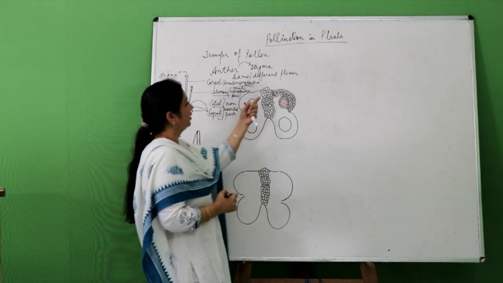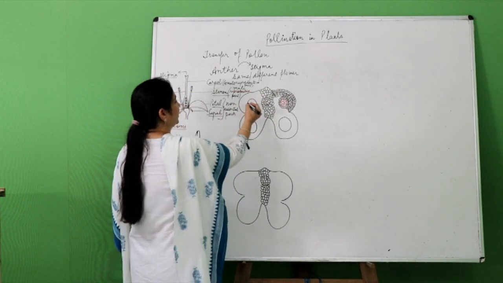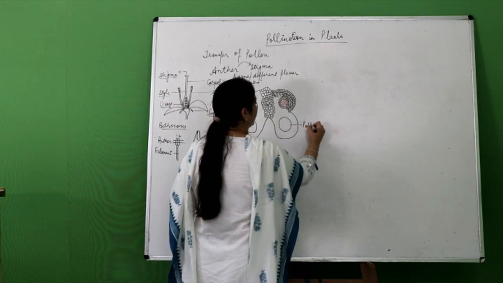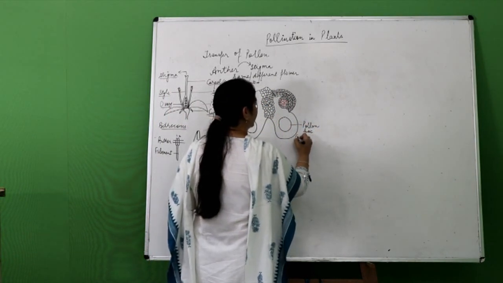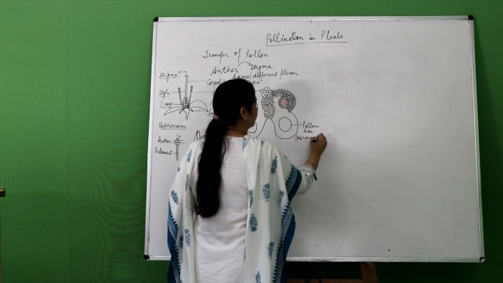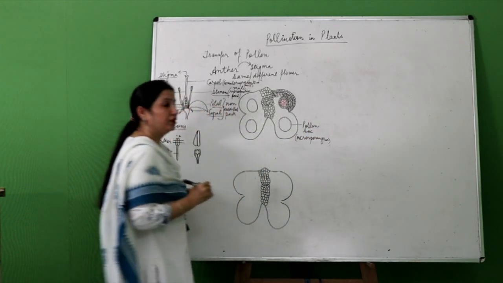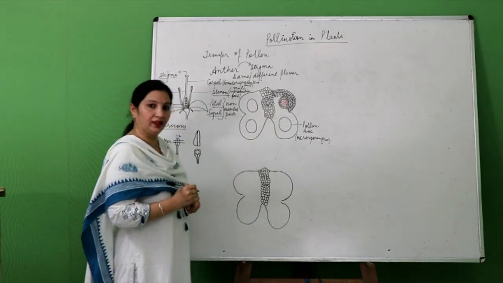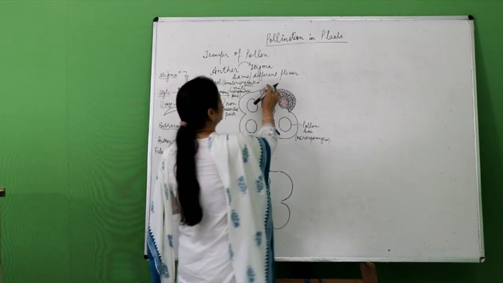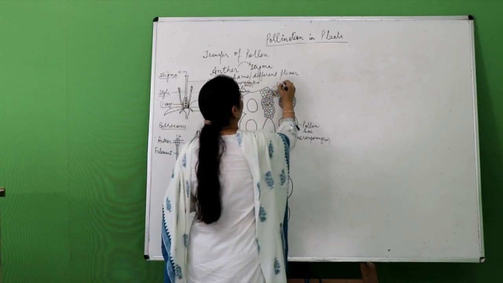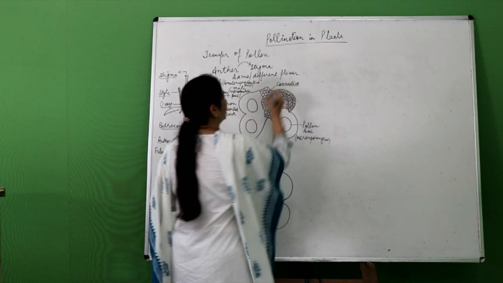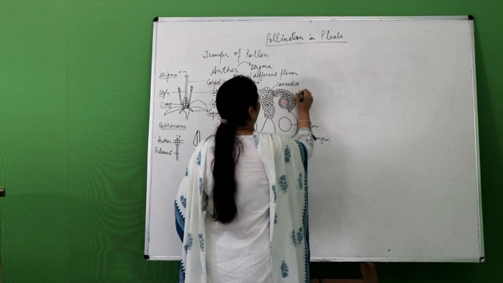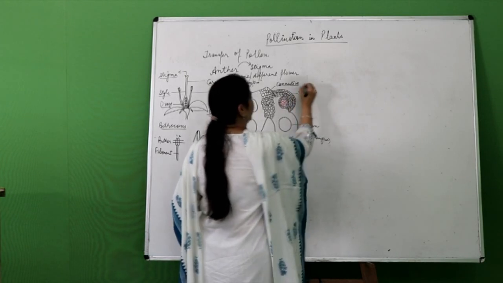Now, if we see in detail the structure of anther, there are present two pollen sacs. These structures are known as pollen sacs, or they are also known as microsporangium. So there are four pollen sacs in an anther, two in one lobe and two in another lobe, right? Now, these two lobes are joined with the sterile structure known as connective, right?